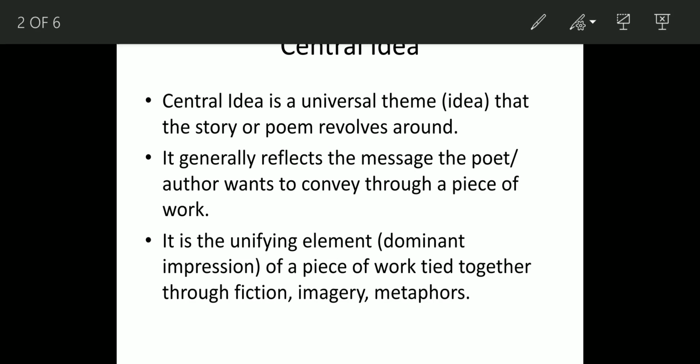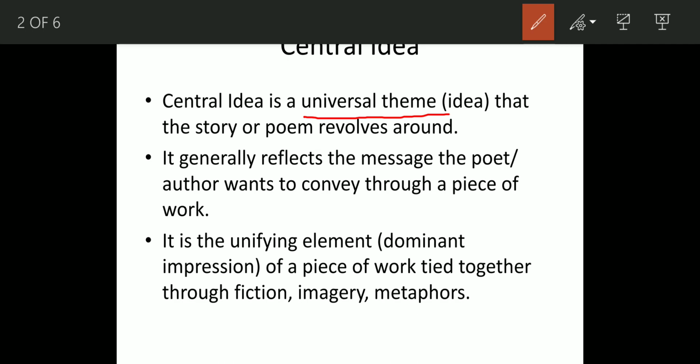Today I will be telling you what a central idea is and how to write a perfect central idea of a poem or a story. Central idea is a universal theme that the story or poem revolves around. Universal theme means it is something related to life, a message, or something like that. A universal message or some relevance to human or animal life, something related to this earth or anything. Okay, so there is one universal idea that the poem or story revolves around, some message that the poet or author wants to send to the reader through that poem or story or any writer.